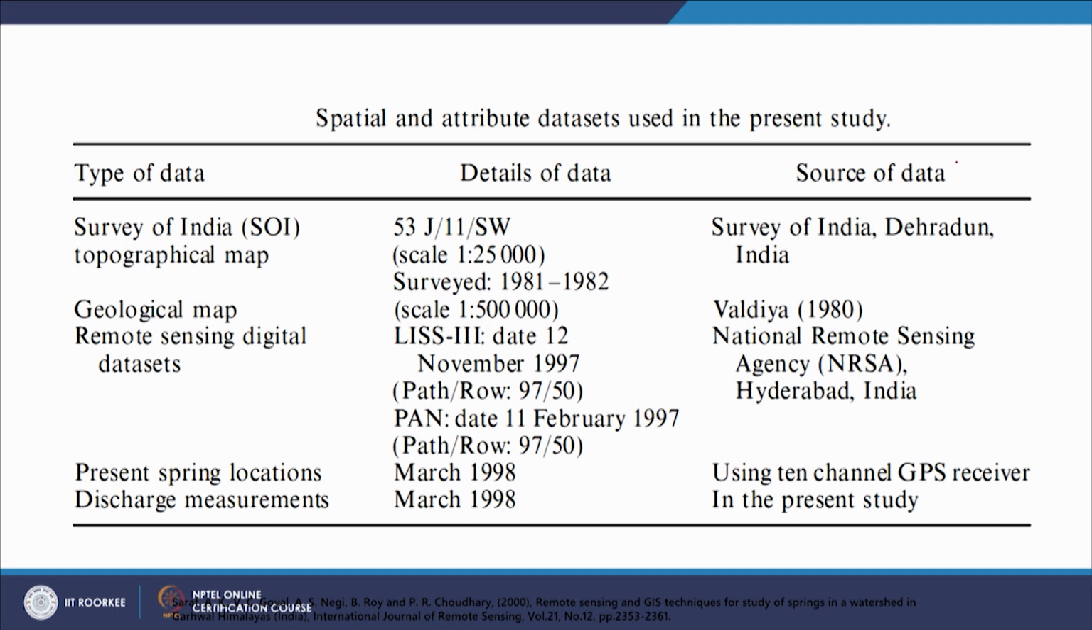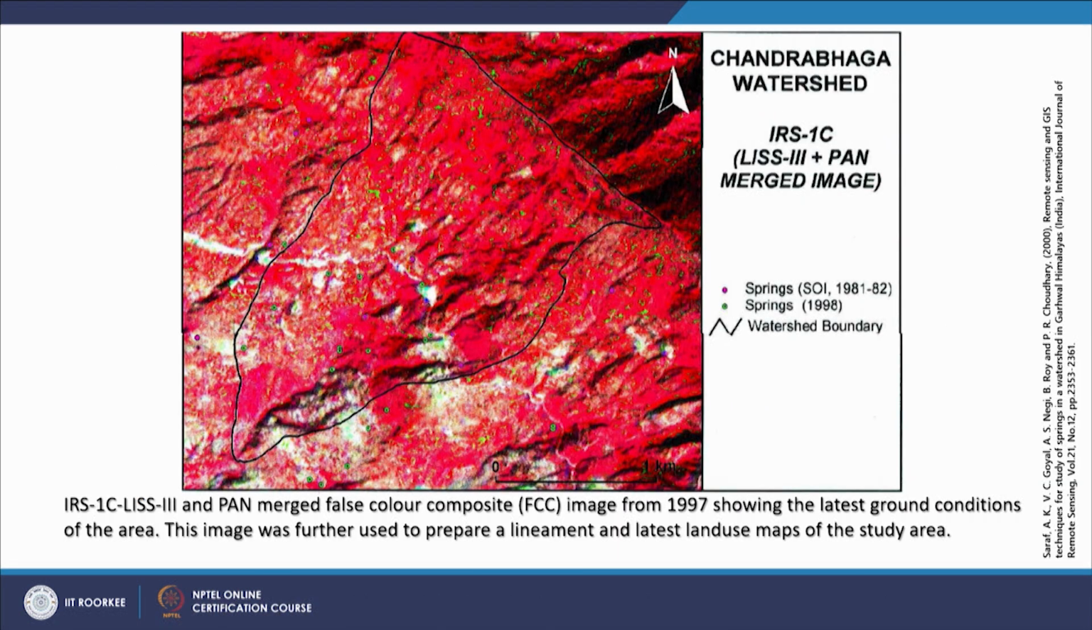So, the source of data and details of data are here, topo sheet surveyed much before the earthquake occurred in 99, but the latest surveyed topo sheet we had was of 1981-82, just before the earthquake, and other. So, we wanted to locate the position of springs before the earthquake, and later we found that there were springs which were existing in 1998 in the satellite images also, through the indication of growth of vegetation and other things.